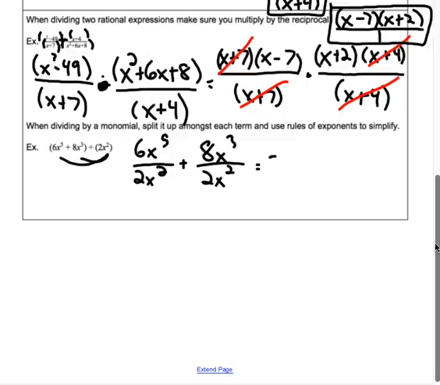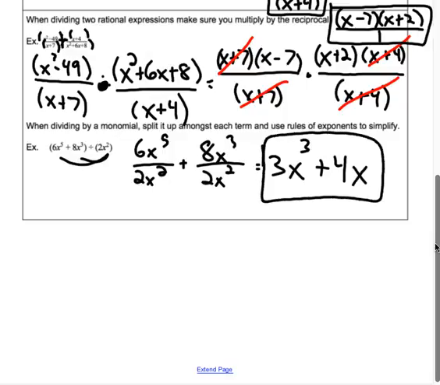6 divided by 2 is 3. X to the 5 divided by x squared, subtract exponents, that'll leave you with an x cubed. 8 divided by 2 is 4. X cubed divided by x squared, again subtract exponents, leaves you an x to the first. And there you go.